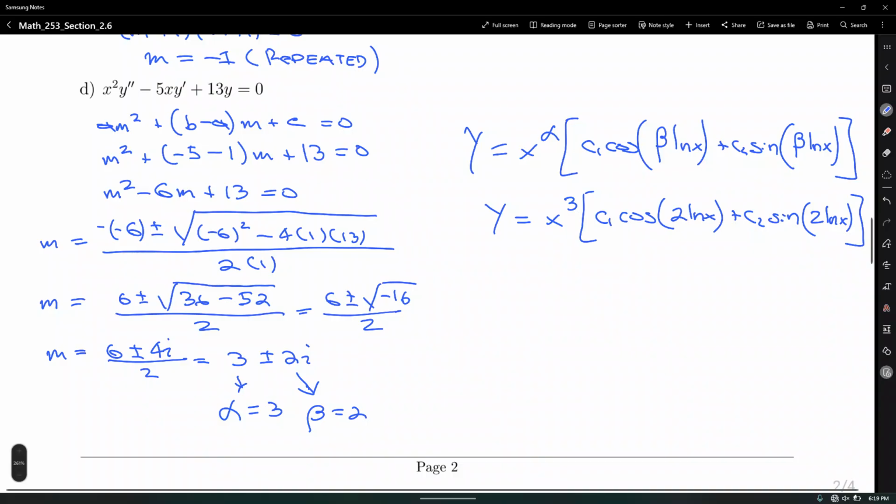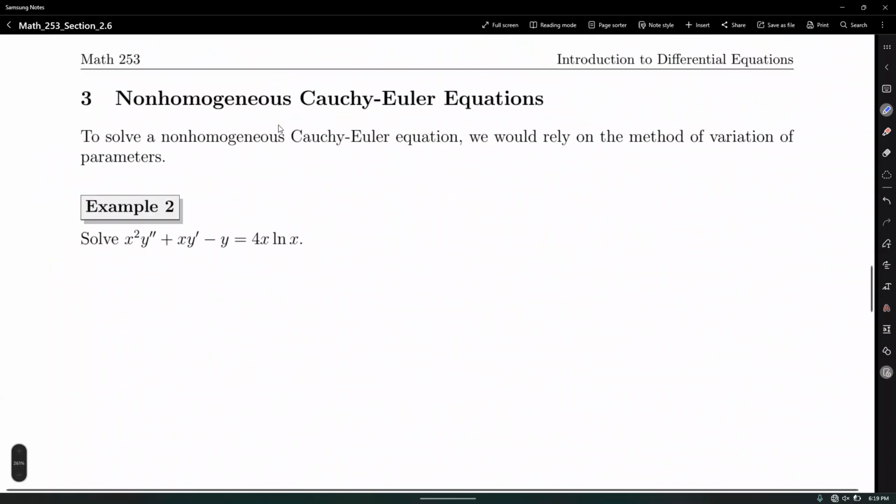Okay, so what if we have a non-homogeneous Cauchy-Euler equation? Examples A through D were examples where the right-hand side of the equation equals 0. Well, what about the non-homogeneous case? In this case, we will have to use variation of parameters. Do not attempt to use undetermined coefficients, because undetermined coefficients apply to constant coefficients on the homogeneous part of the problem. Here, what do we have? Variable coefficients. So don't even attempt it.